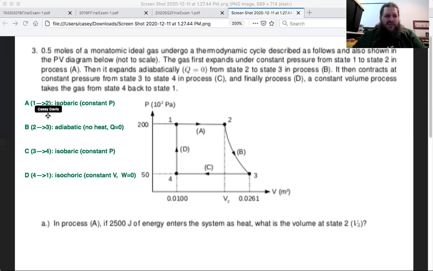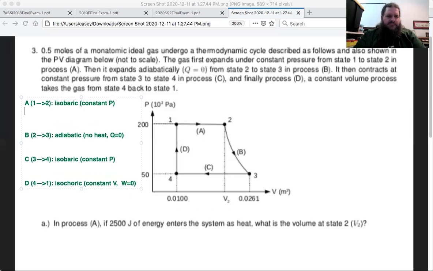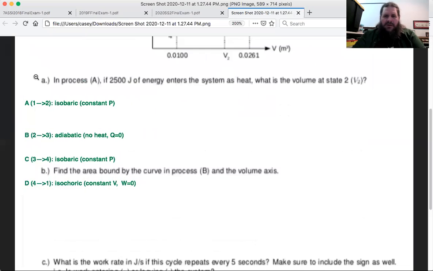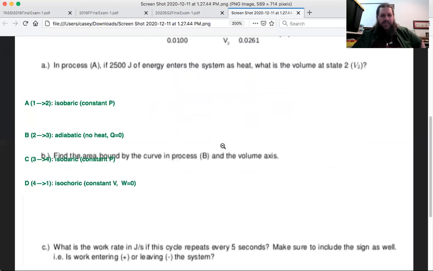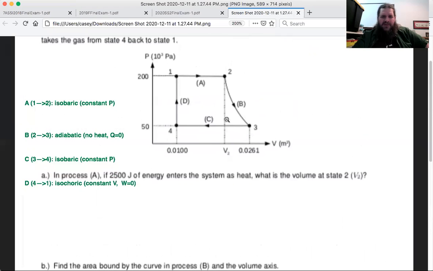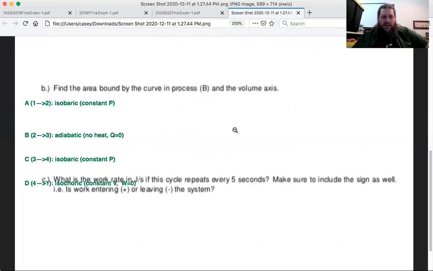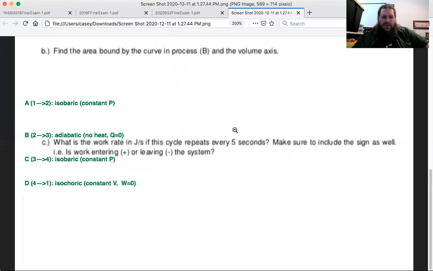So let's see if we can start listing those out. This is probably what we want to figure out eventually anyway. Let's look ahead and see what we want to know. We're going to want to know volume at state 2, because it doesn't tell us what that volume is. It tells us all the other pressures and volumes. And also the area bound by the curve in process B versus the volume axis, so that's presumably just the amount of work for B. And work in joules per second if the cycle repeats every 5 seconds, so we're going to need the work for the whole cycle.